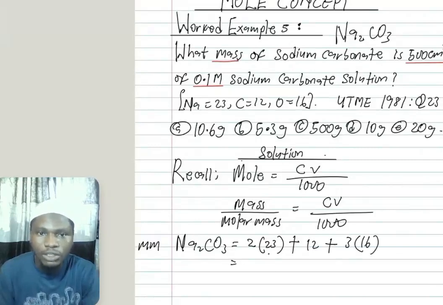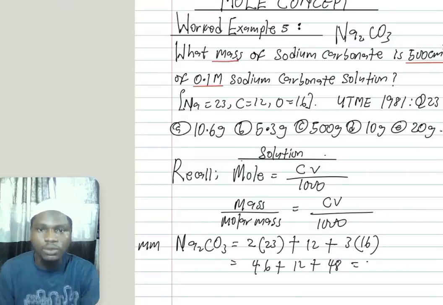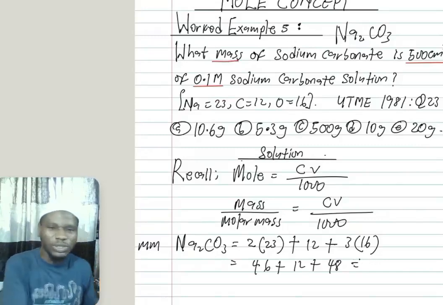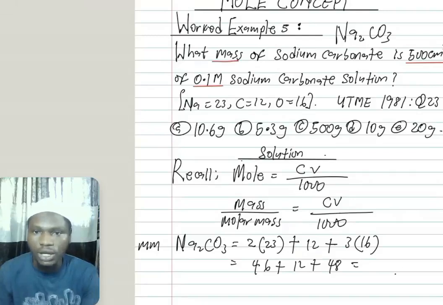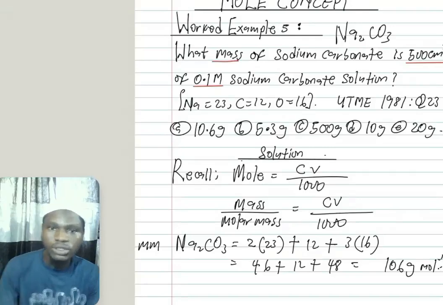So what do we have here? This will give me 46 plus 12 plus 48. So what would that give me? That is 106. Let me confirm that using my calculator: 46 plus 12 plus 48. So I have 106 here. 106 gram per mole. That's the molar mass.